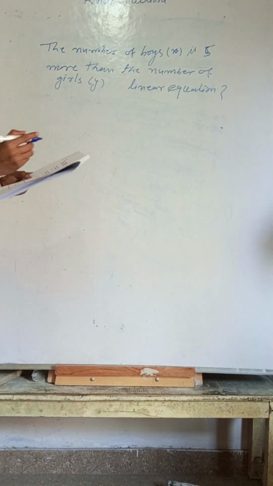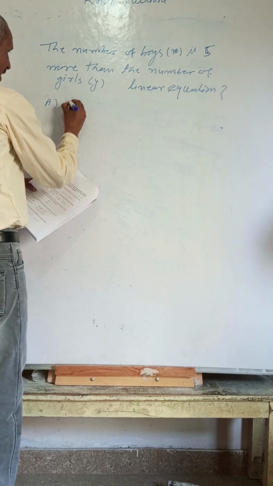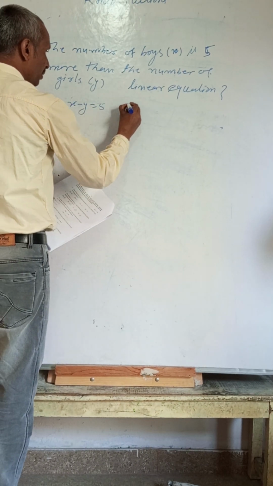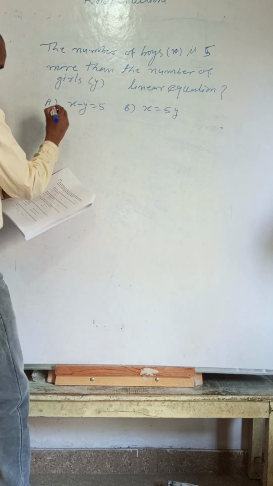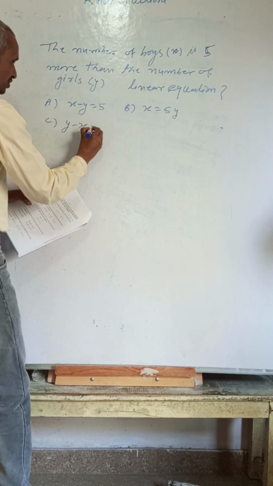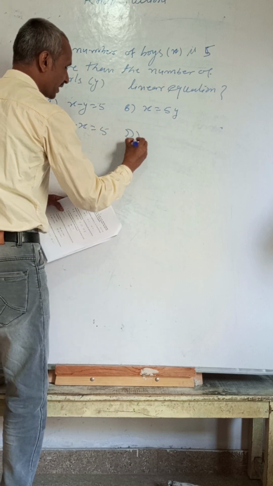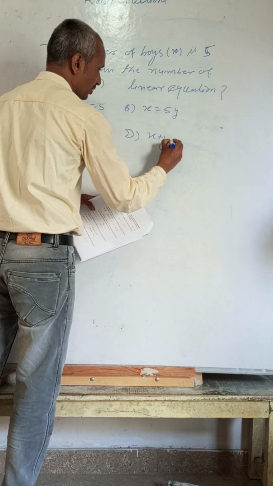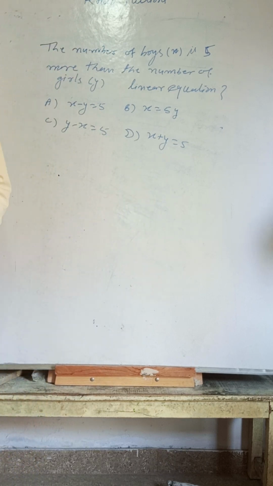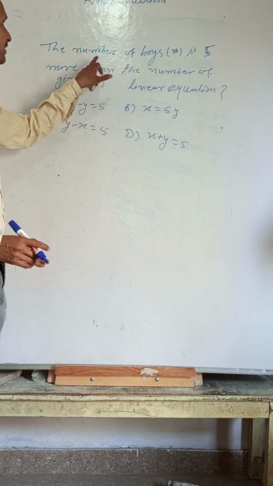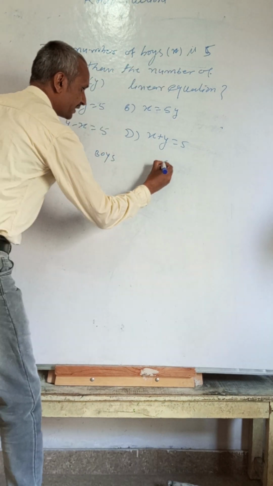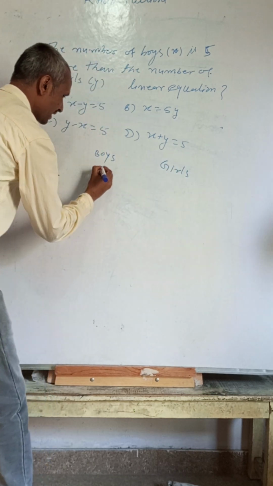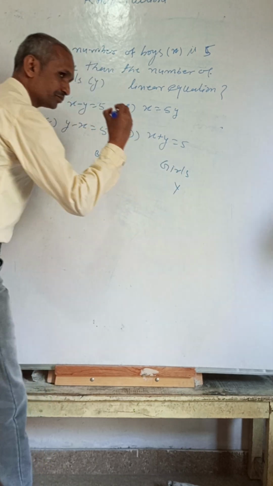So what is the linear equation of that? Options given here: A option, x minus y is equal to 5. B option, x is equal to 5y. C option, y minus x is equal to 5. D option, x plus y is equal to 5. Now which is the correct answer? You know that already it is written: boys x, girls y. Boys is x, girls is y.